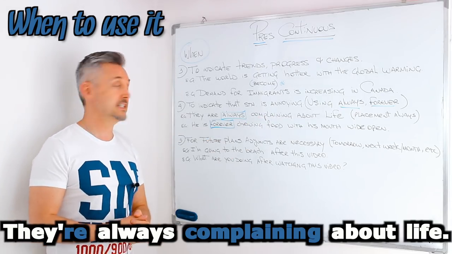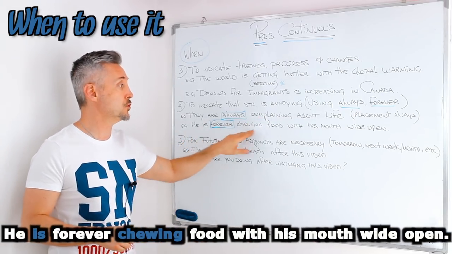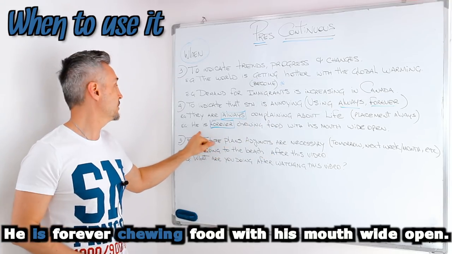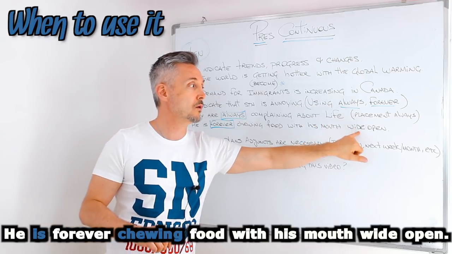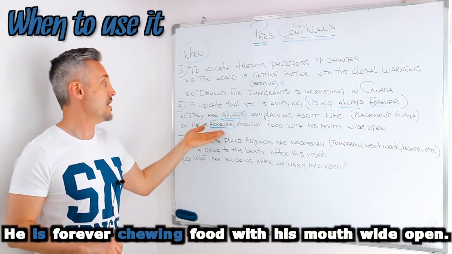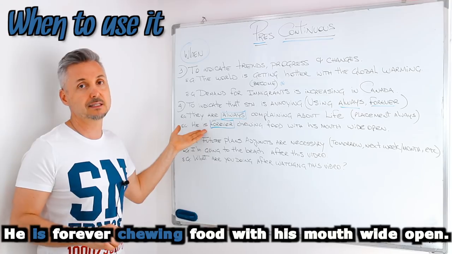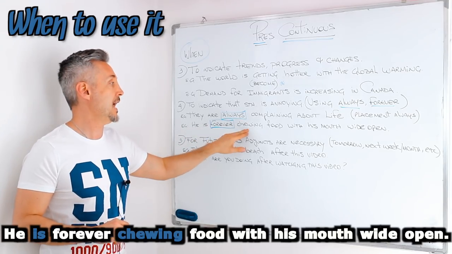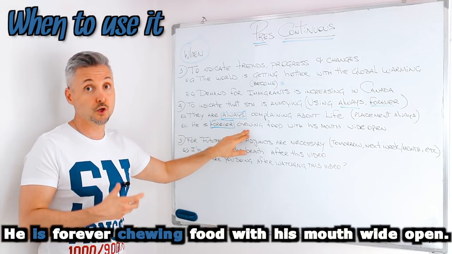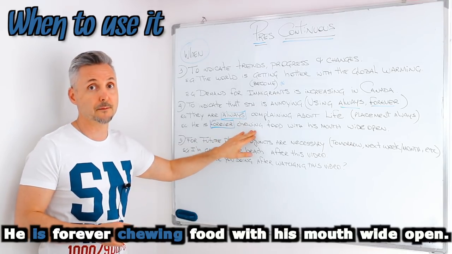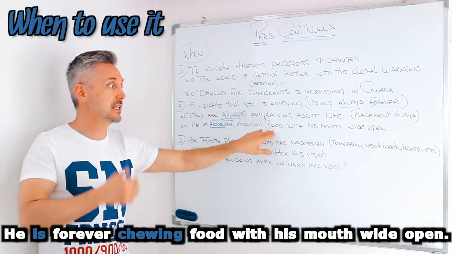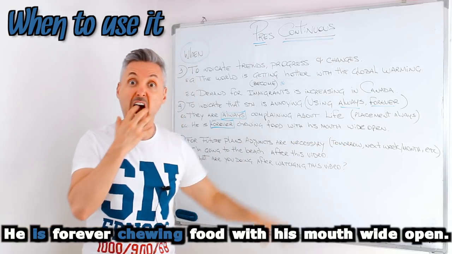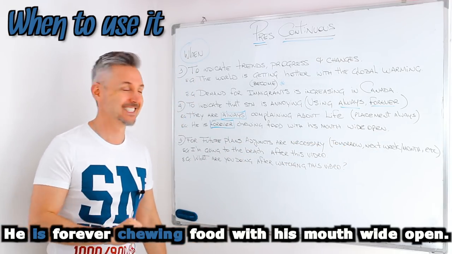Or the other example, he is always chewing food. He is forever chewing food with his mouth wide open. Forever right here is placed between the auxiliary and the main verb to chew, in this case, chewing. Chewing food means with his mouth wide open, like this.